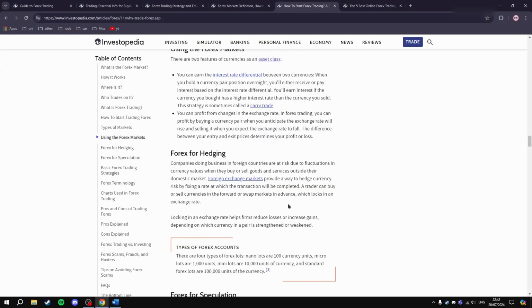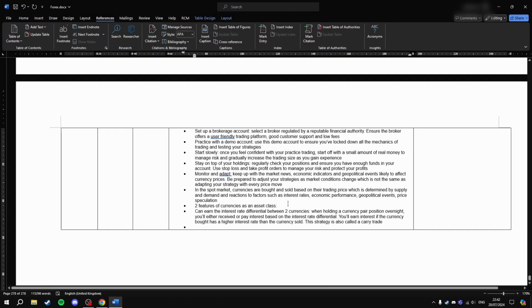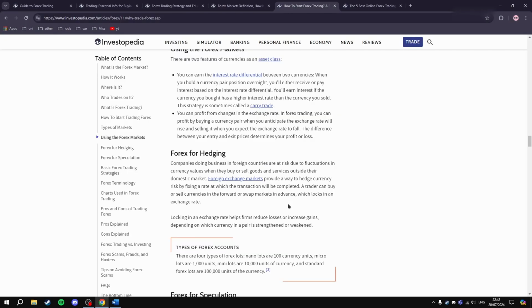So you can profit from changes in the exchange rate. In Forex trading, you can profit by buying a currency pair when you anticipate the exchange rate will rise and selling it when you expect the exchange rate to fall. The difference between your entry and exit prices determines your profit or loss.